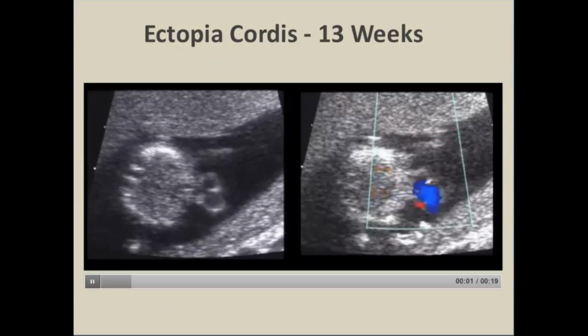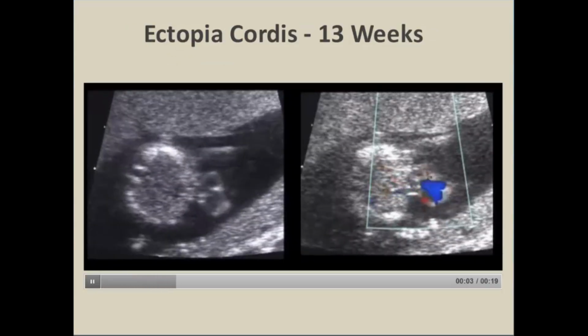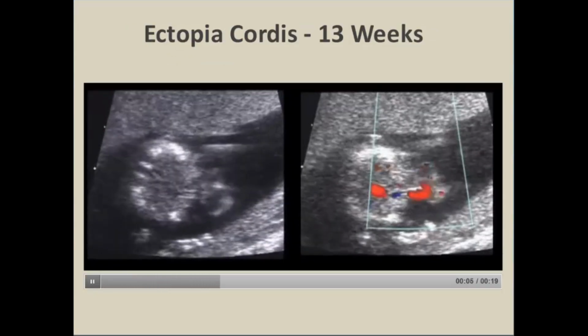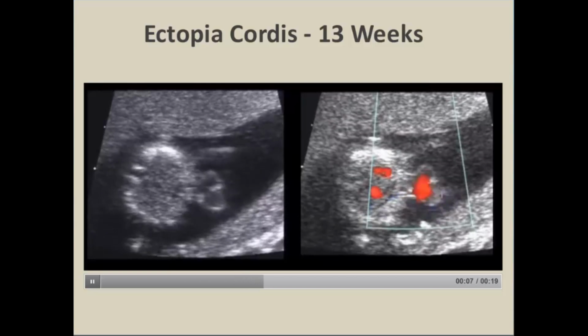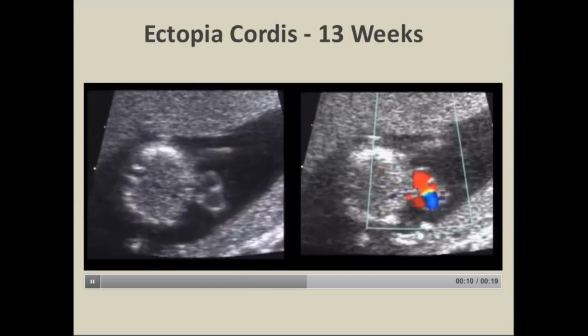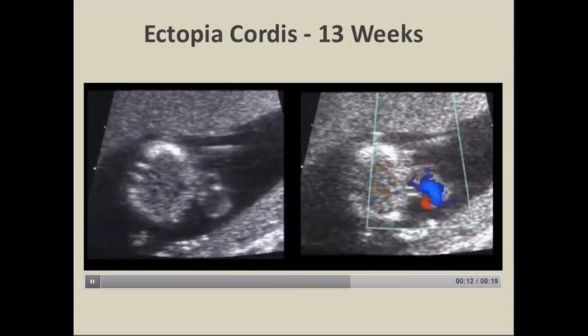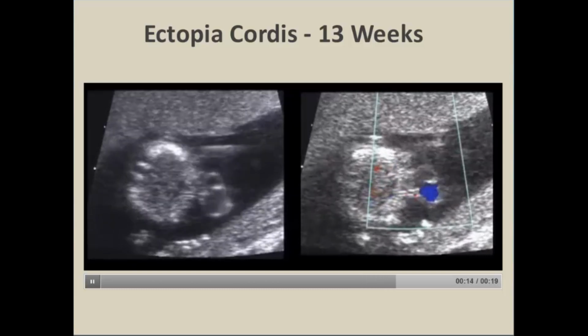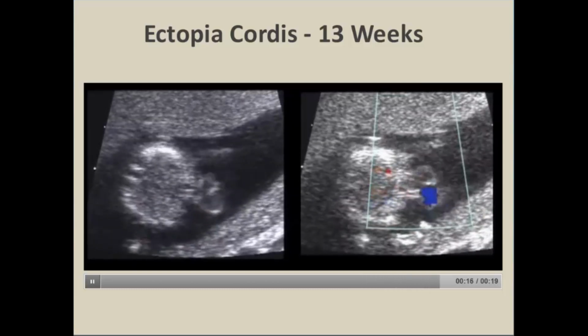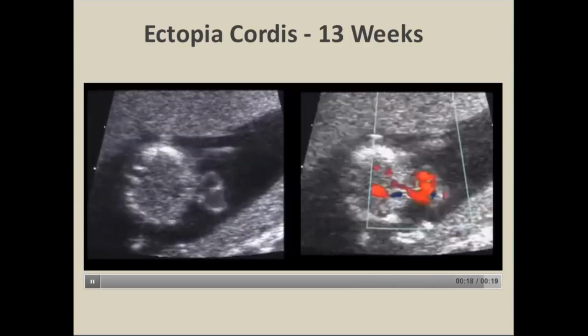I don't think any of us would miss this, but do look at the trunk of those first trimester fetuses because sometimes the heart is outside the chest. This is a fetus with Ectopia cordis. Heart has been extruded through a defect in the anterior thorax. Here it is pumping outside the chest in color and in grayscale.